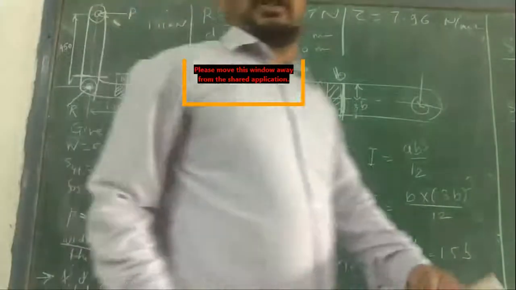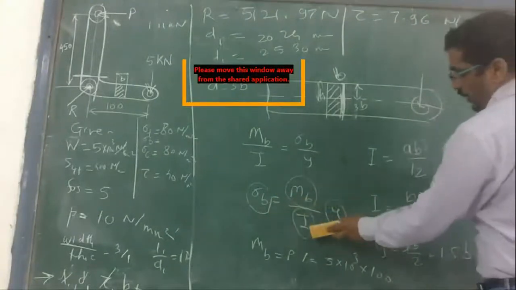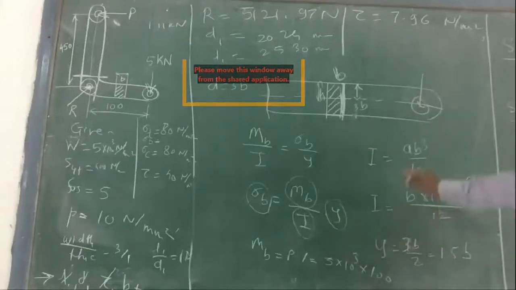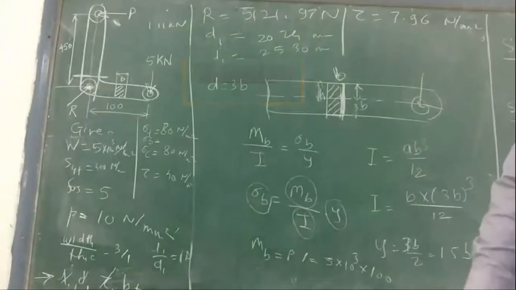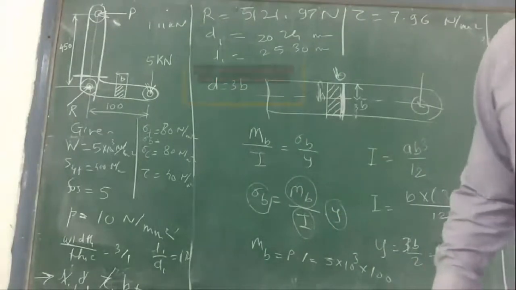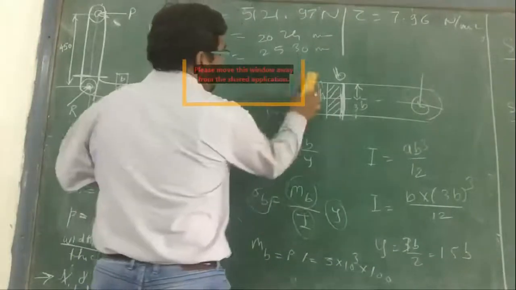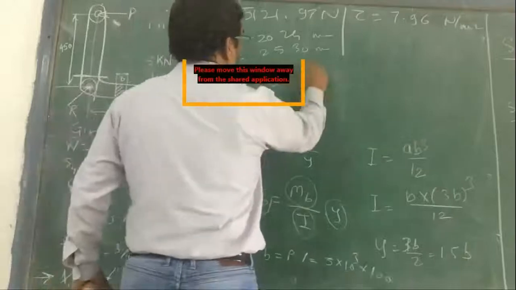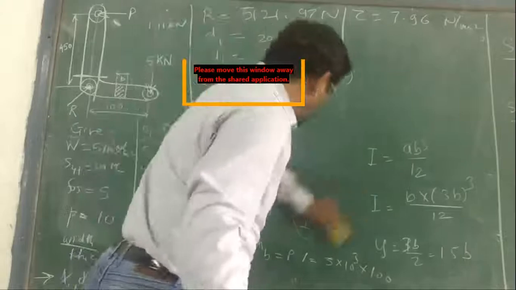So now what do we know? We know sigma b, we know Mb, we know I in terms of b, we know y in terms of b. And we will combine all these three so that we will have everything in terms of b, right? So let's start to put that here. Okay, let me just write this equation down. Again, sigma b is equal to Mb upon I into y. Let's write down values one by one.